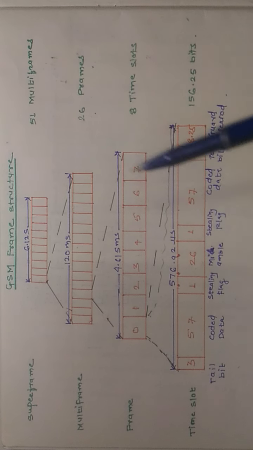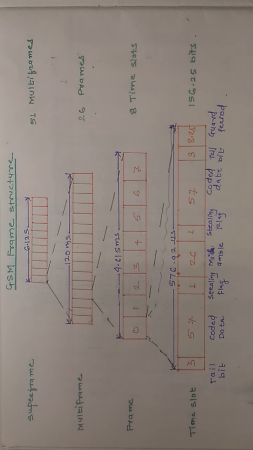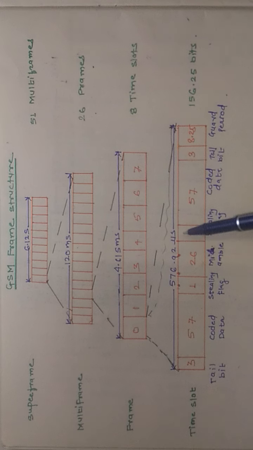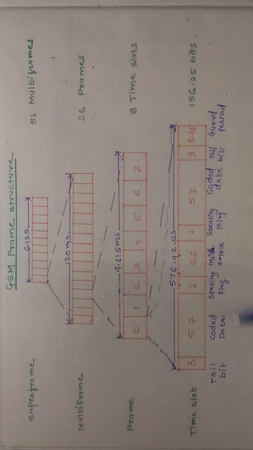In the GSM frame structure, the basic unit is the time slot. The time slot consists of 156.25 bits with a duration of 576.92 microseconds. The 156.25 bits are divided as follows.